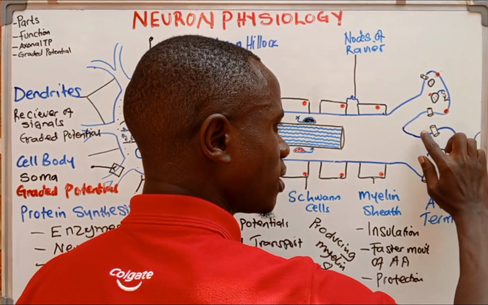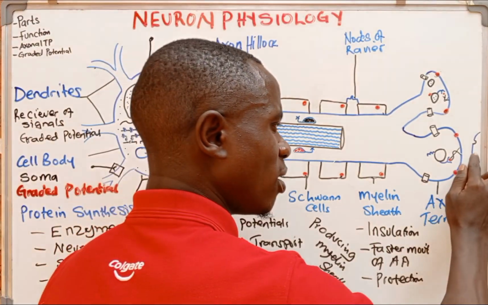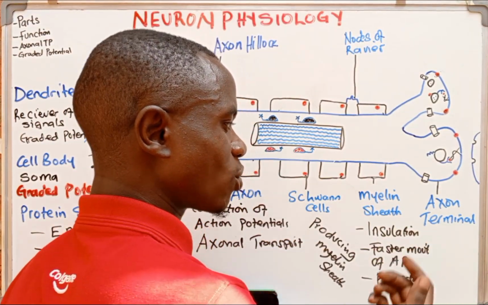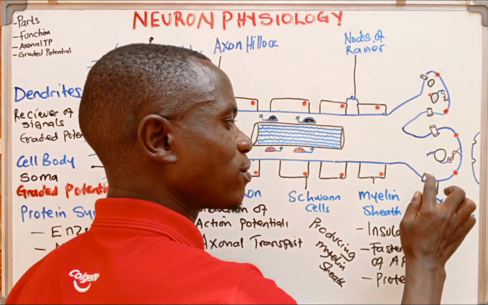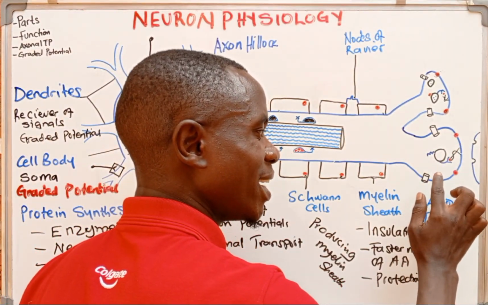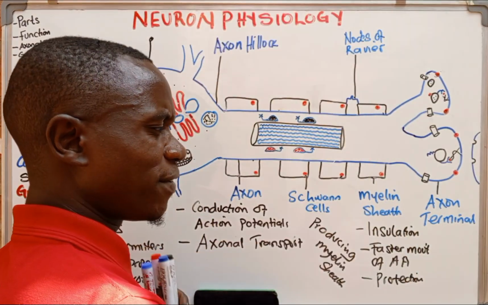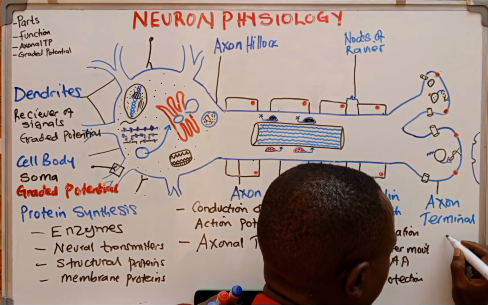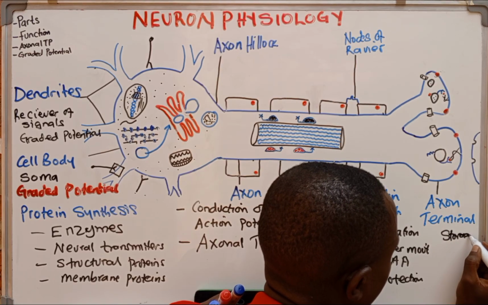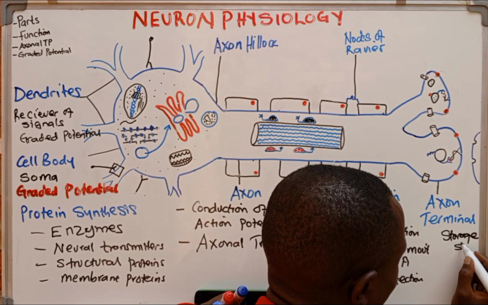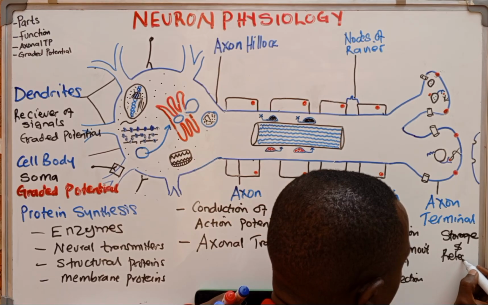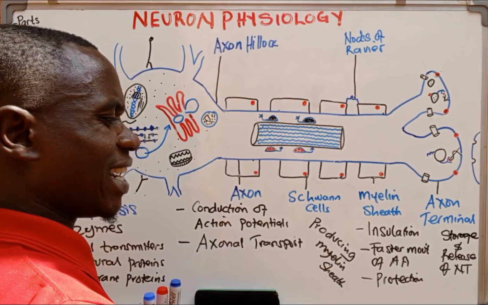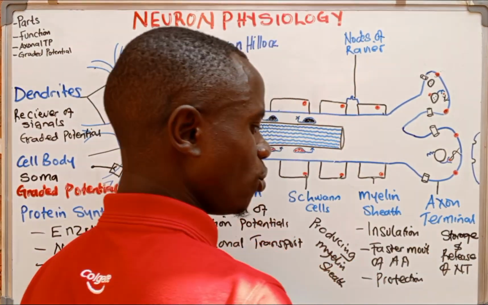Okay, how about this bulbous structure? This bulbous structure is going to be containing different kinds of vesicles. So for that reason, it can play a role of storage of these vesicles, storage and then release of the different neurotransmitters. So the axon terminal is going to play a role of storage and release of neurotransmitters.